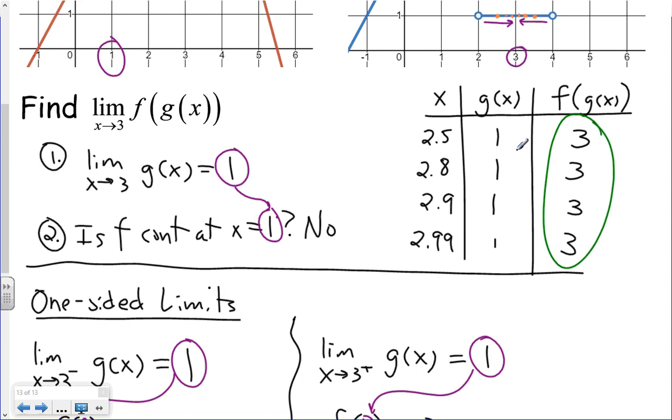Now, if your function is not constant there, then you might have to approximate some values, but they'll still be close enough. And then you can plug them into your outside function and see what happens at those values. All right, again, approximations will definitely still be better than nothing if you're struggling with this idea here. Use a table sometimes to help. All right, that right there is the end of section 2-4.